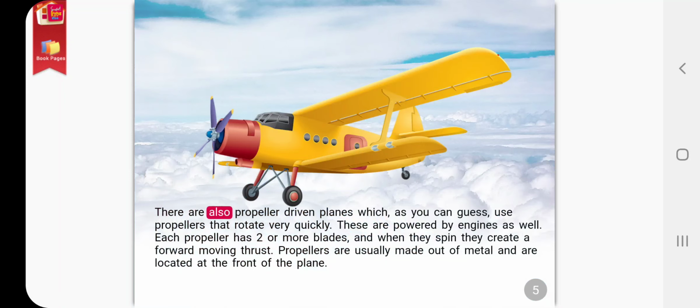There are also propeller-driven planes, which, as you can guess, use propellers that rotate very quickly. These are powered by engines as well. Each propeller has 2 or more blades, and when they spin, they create a forward-moving thrust. Propellers are usually made out of metal and are located at the front of the plane.